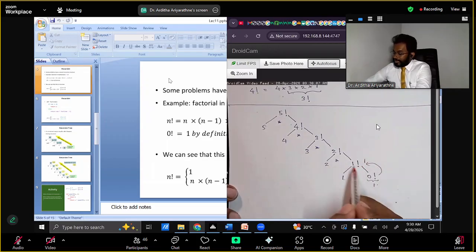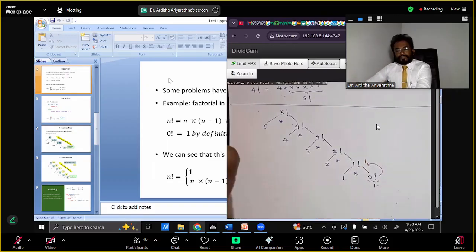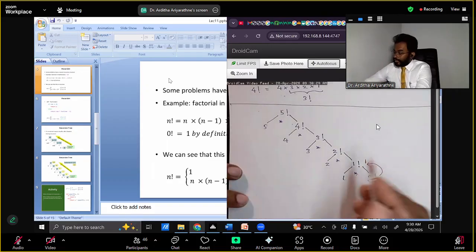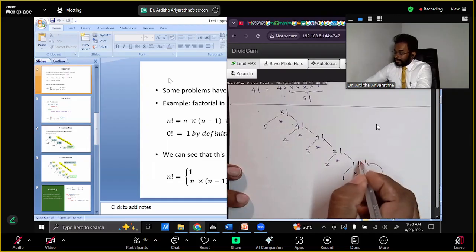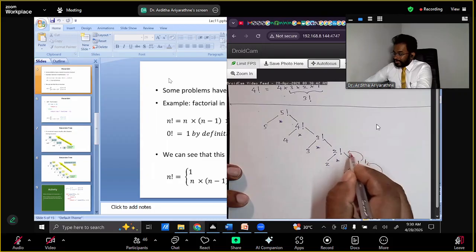Then we know the answer for this. Factorial 1 is 1. How did we get that? 1 multiplied by factorial 0. Factorial 0 means 1, we already know that. Then 1 multiplied by 1 is again 1. The answer for this level is 1. Now we are in this level. 2 multiplied by factorial 1, and now we know the answer is 1. 2 multiplied by 1. With the answer we are coming to this level. The answer is 2.